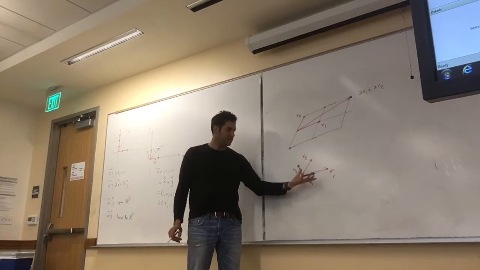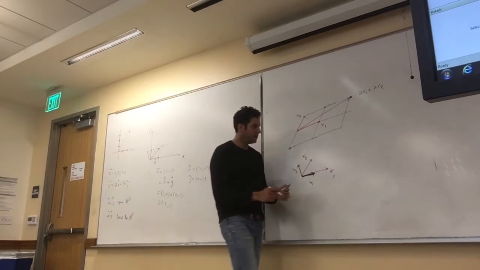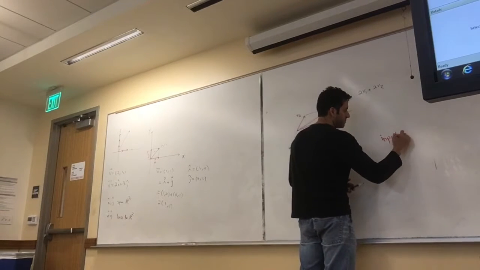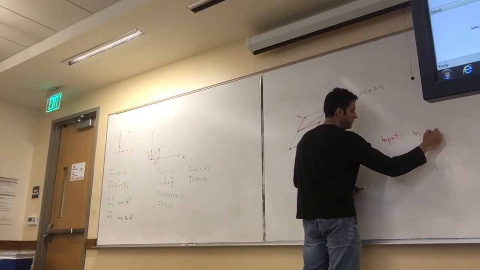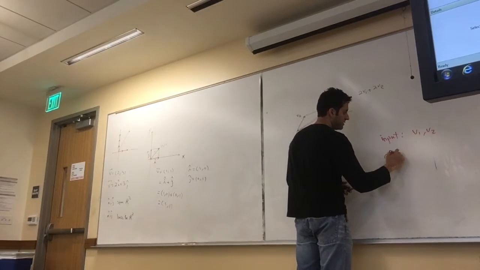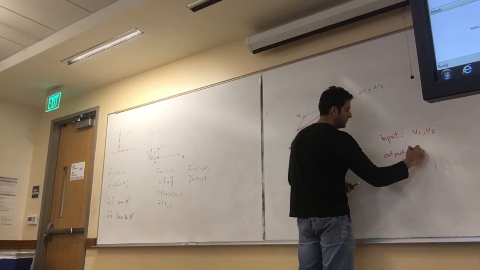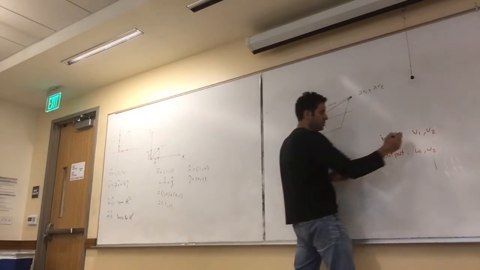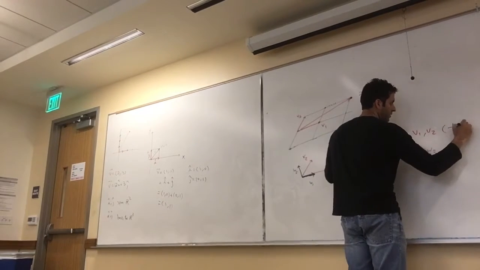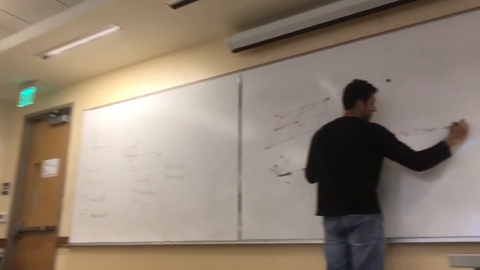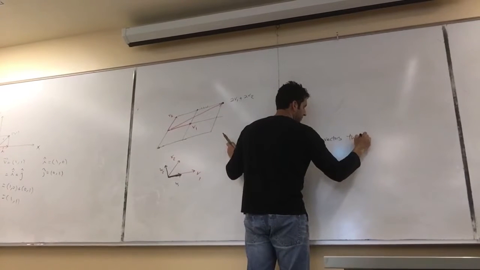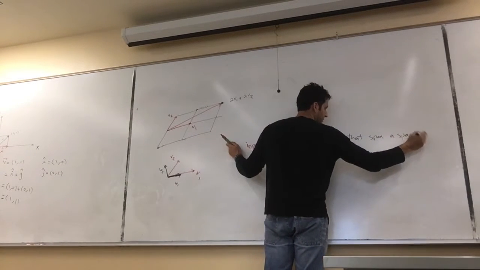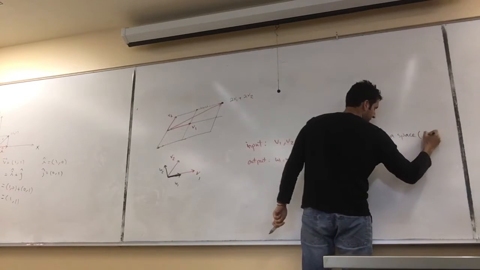All right. So in this process, your input is v1 and v2, your output is w1 and w2, and these are two vectors that span a space, the two-dimensional space at least here.